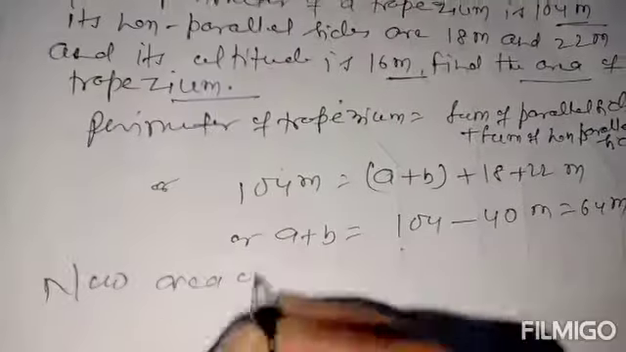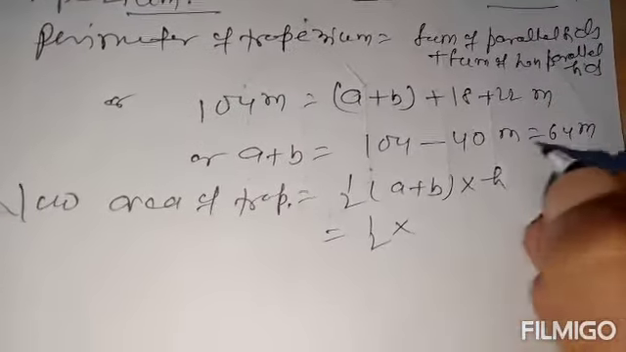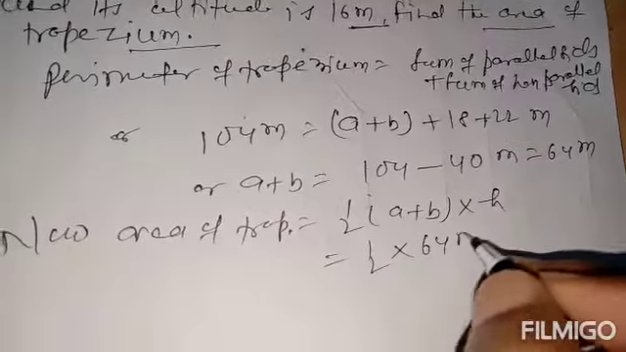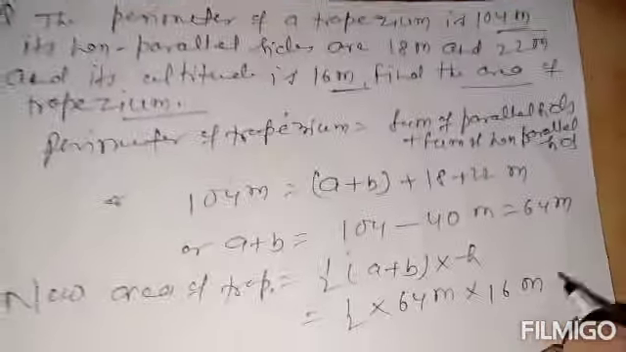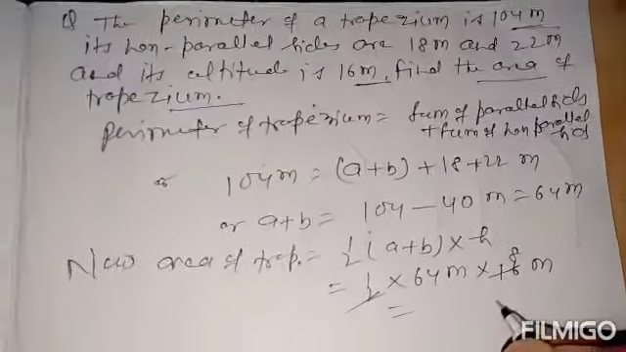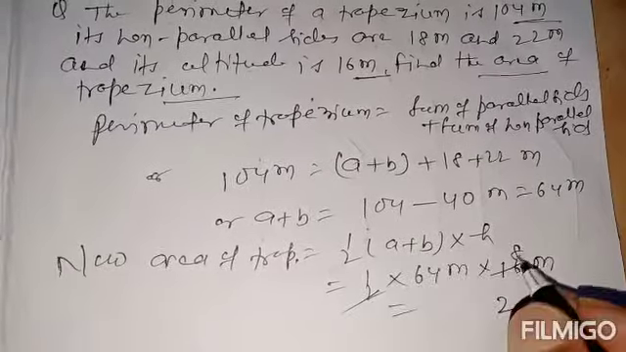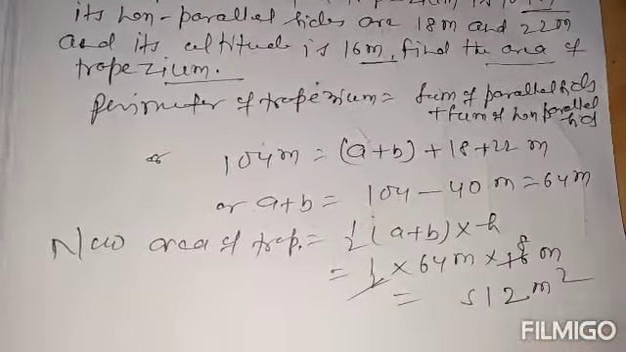Now the area of the trapezium is half into the sum of parallel sides, which is A plus B, into height. So half the sum of parallel sides is 64 meter, into height 16 meter, which is the given altitude. So 8 4s are 32, carry 3, 8 6s are 48 plus 3, 512 meter square.